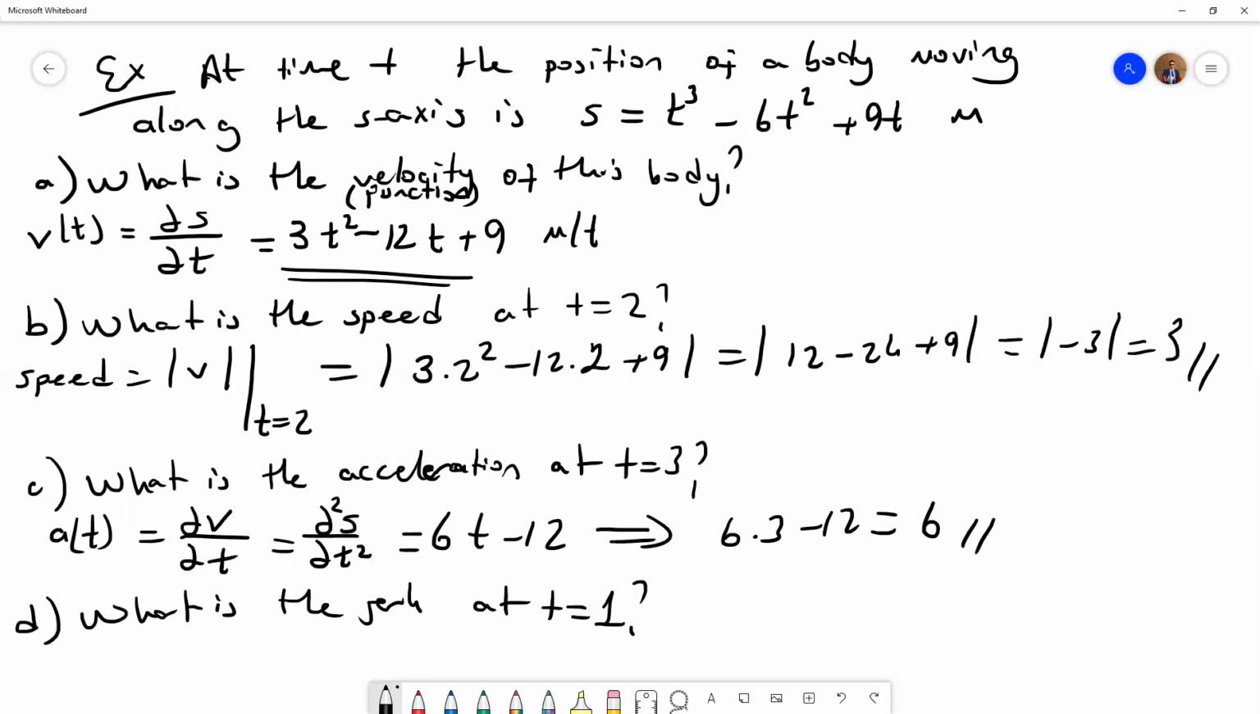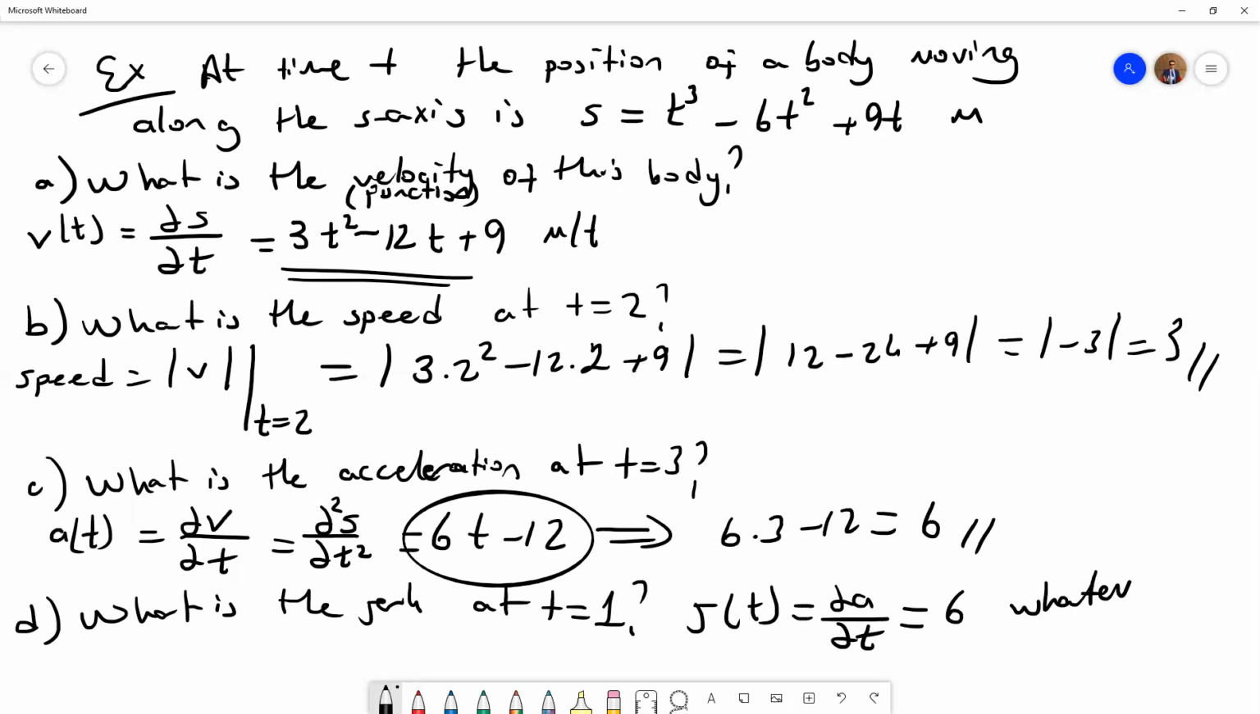Okay. What's the jerk at t = 1? Jerk j(t) is equal to the derivative of a with respect to t. So finally, we find from here, the derivative of this is 6. So 6 is whatever t is. You see, the question is for t = 1, but it's not important whatever it is, t is 1 or 2 or 3, it's whatever. So j(t) is equal to 6.